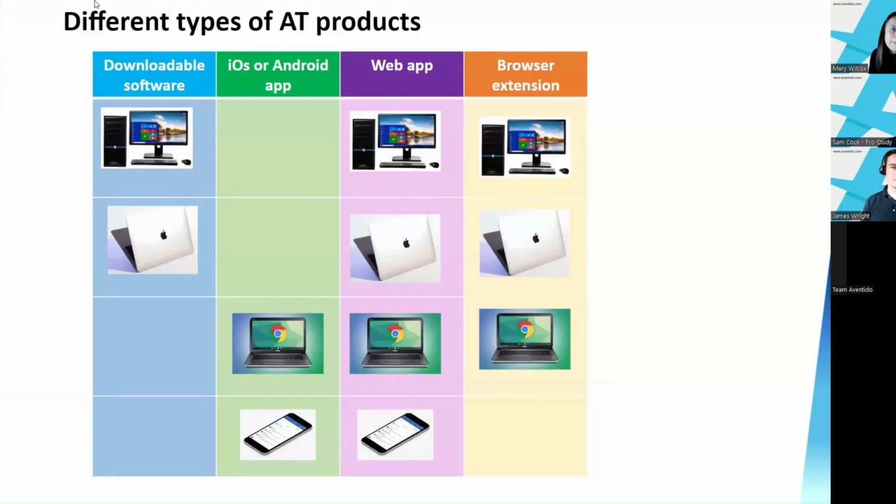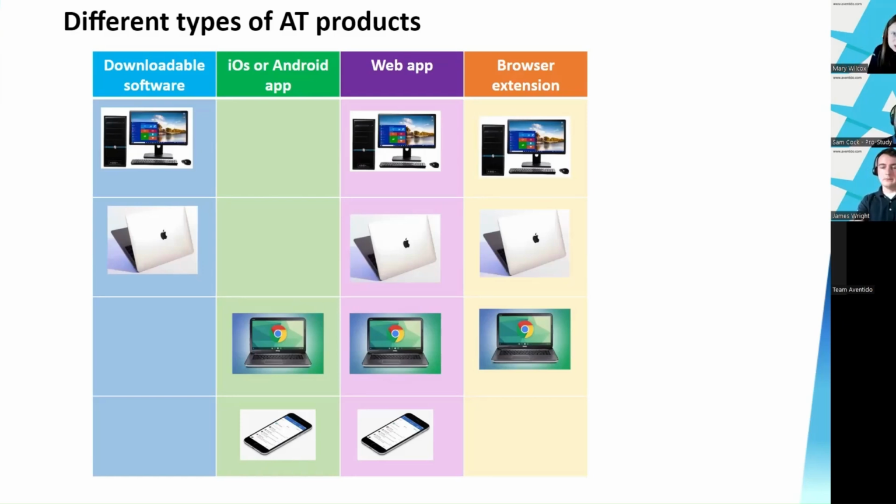So we've got different ways you get assistive technology. You can get downloadable software for your Windows PC or your MacBook. You get a link, you click on it, and it downloads onto your device. Okay, so that's downloadable software. Usually that assistive technology is the all singing, all dancing. It has all the tools available for you in that software.